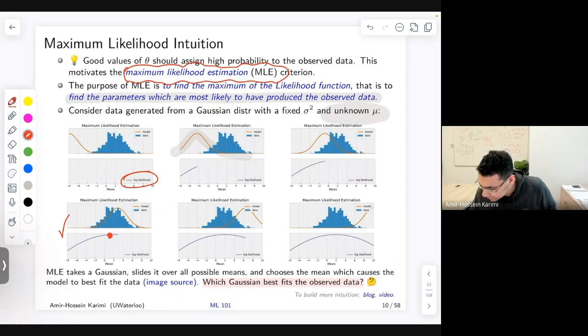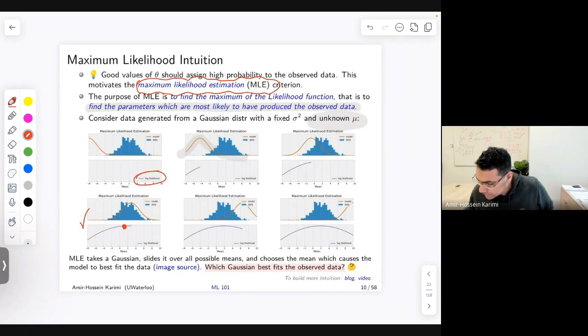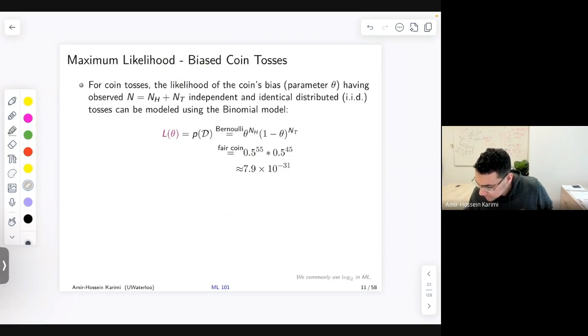So let's go back to our coin example. Let's say that the likelihood of a coin's bias, or the parameter theta, having observed some number of trials with some number of heads and some number of tails, which were IID, identical and independently distributed trials, can be modeled using a binomial model. This is similar to what we saw a couple of slides back. So the likelihood, or the chance of this particular theta having generated my observations, is theta to the power of nh, the number of heads, and then 1 minus theta to the power of all the tails that came out.